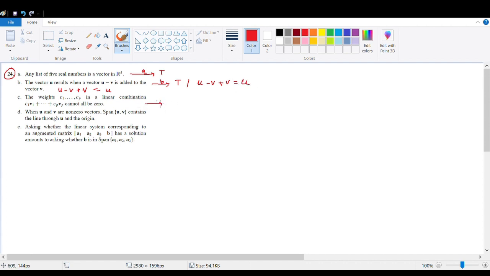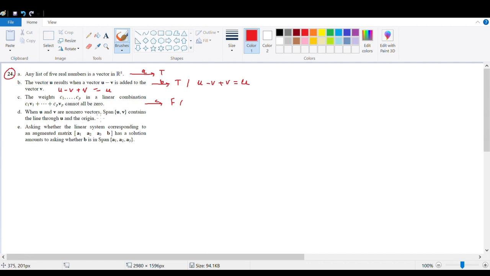Then C, the weights C1 until CP in a linear combination C1V1 plus CPVP cannot all be 0. This one is false. Why? Because we said the 0 vector is in all linear combinations. So this one is false, because if all are zeros we get a 0 vector which is a linear combination of a set of vectors. Because all of them are 0, we get the 0 vector which is in the linear combination.